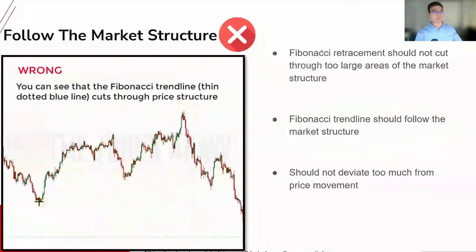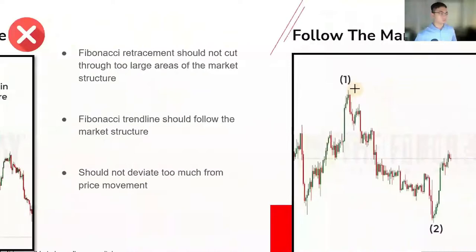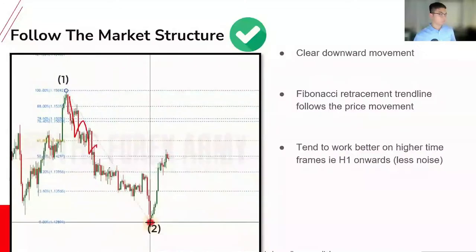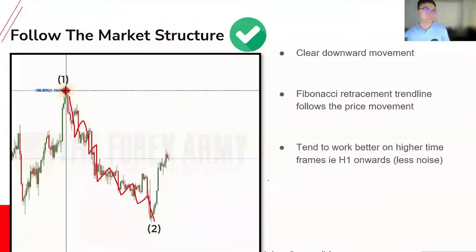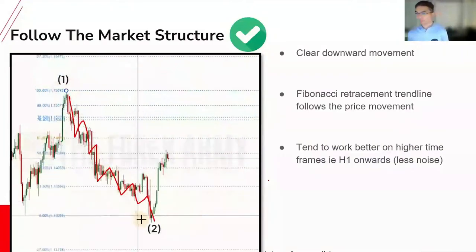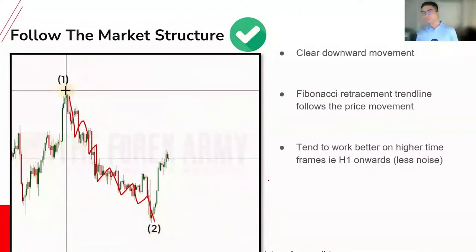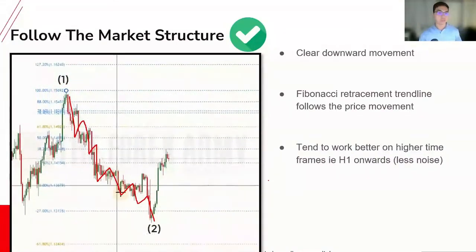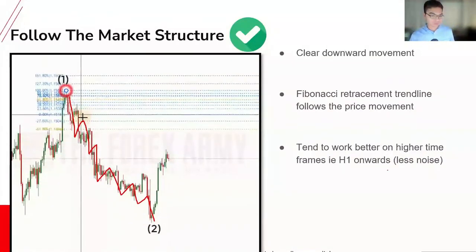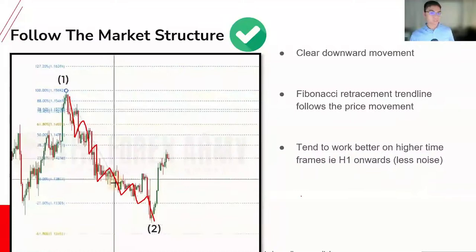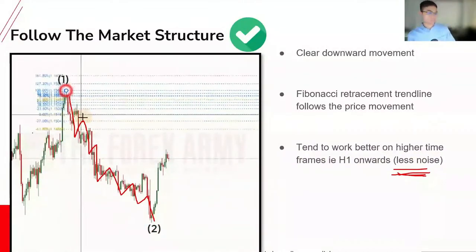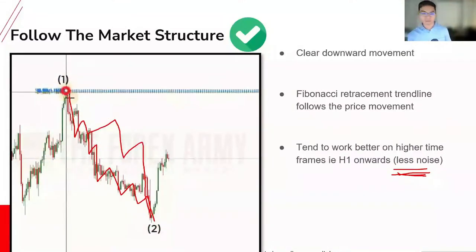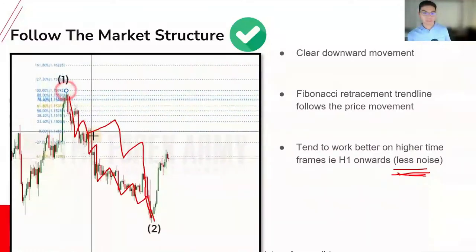Okay, as I mentioned just now, through that practice that we had, price is following very, very nicely with the market structure. That's how you should be drawing a Fibonacci retracement trend line. It works well when it follows price movements, and Fibonacci lines actually work better on higher time frames. Why? It's due to less noise, as in less deviation away. So price does not move away too much from the Fibonacci trend line. Okay, next, let's move on.